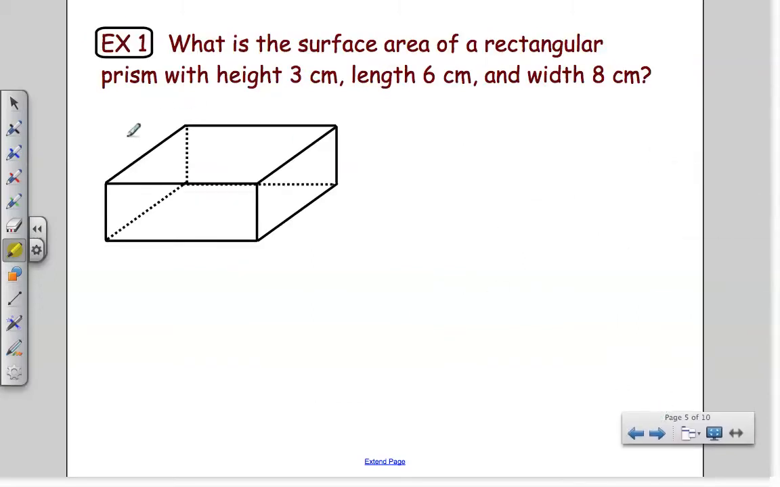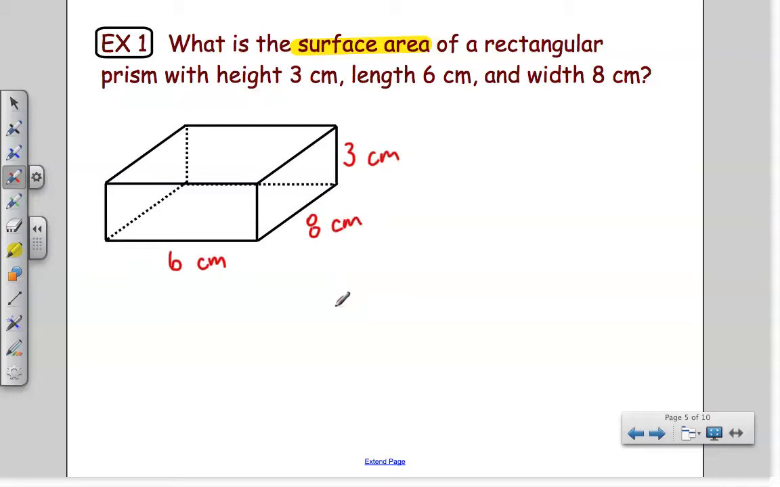Alright, let's do our first example where we're actually finding the surface area of this rectangular prism, basically a box, with a height of 3 centimeters. I'm going to label this as 3 for height. Length is 6 centimeters and width is 8 centimeters.